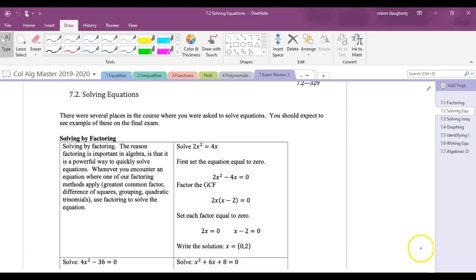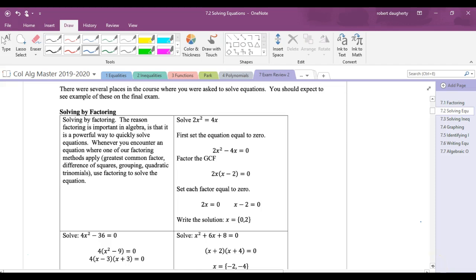So we started out solving equations by factoring, okay? If I look at something like 2x squared equal 4x, the best thing is to solve something set equal to 0. So 2x squared minus 4x equals 0. Then I ask, is there anything I can factor? Yes, you can factor out a 2x, and then you set each factor equal to 0. If 2x is equal to 0, or x minus 2 is equal to 0, your solution is 0 and 2. Okay, so this is just basic factoring to solve an equation.